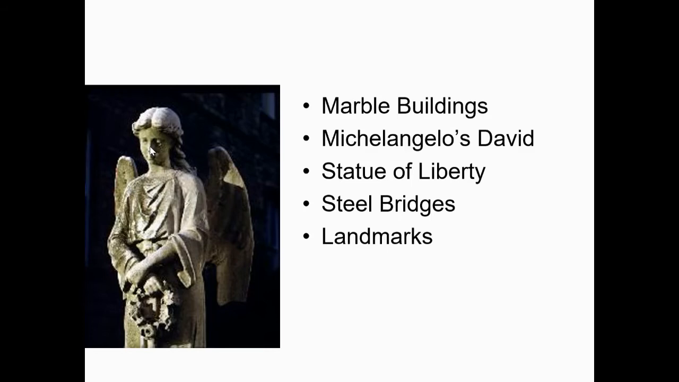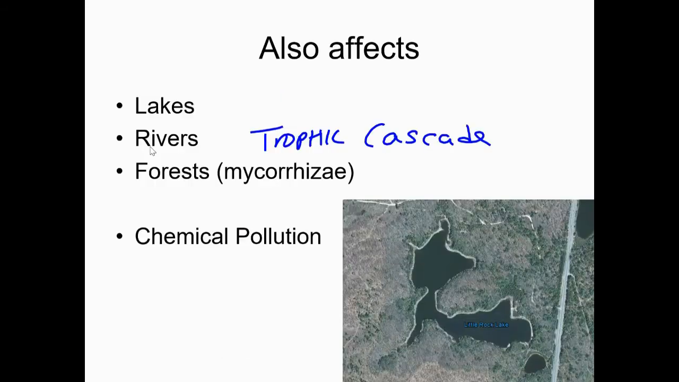The Statue of Liberty had a major rebuild in the 1980s because all the acid rain was dissolving away the copper plates as well as some of the rivets. Steel bridges and landmarks, but these are all economic. These are not environmental impacts. We talked about this with the lake experiment.